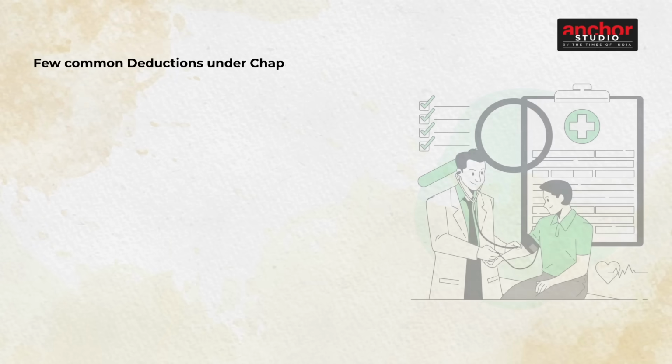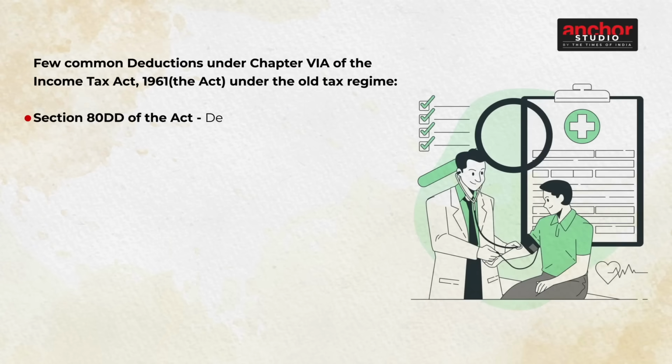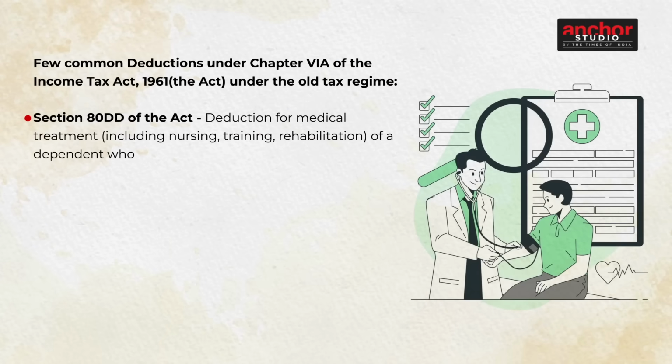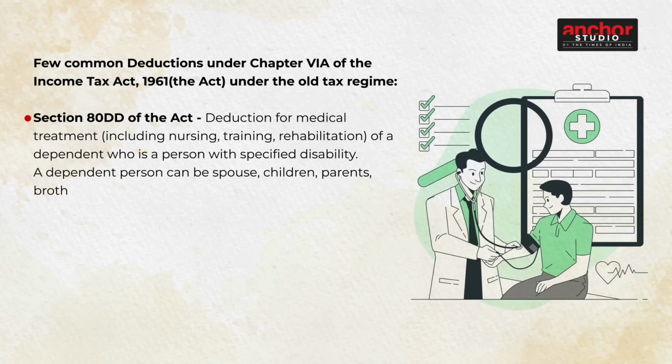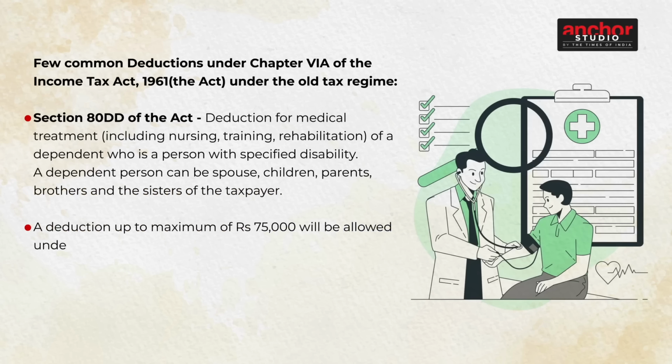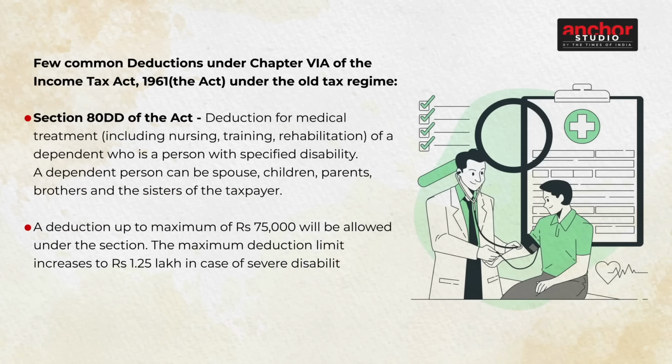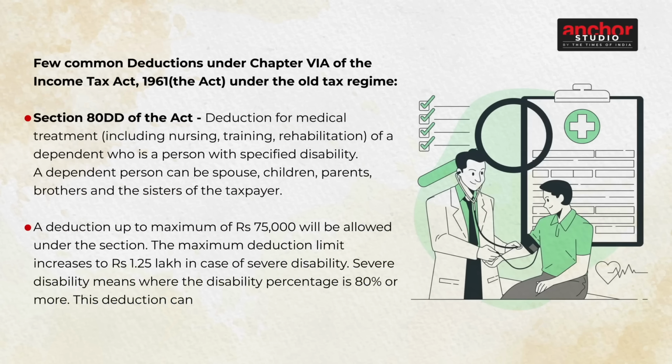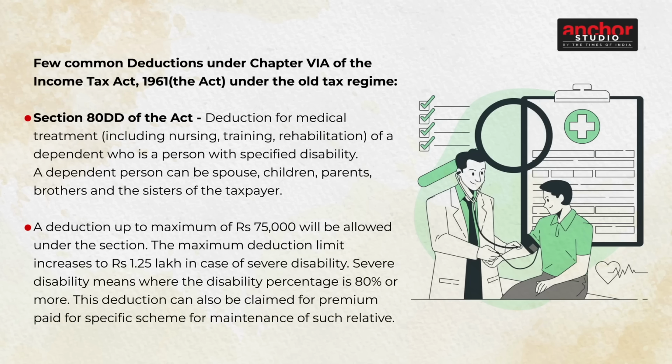If you are having a person who's a dependent on you, who unfortunately has a specified disability, and you're taking care of the dependent person, who's again defined, could be spouse, children, parents, and brothers, you get certain thresholds of again 75,000 rupees up to that. If you are in that situation, it again increases depending on the extent of the disability. If it's a severe disability, it's up to the tune of 1.25 lakhs per annum, so on and so forth.